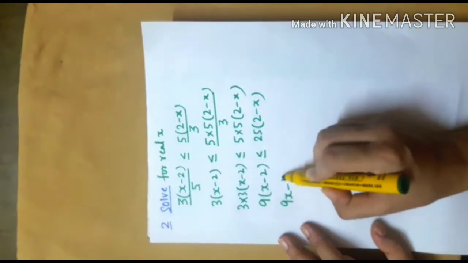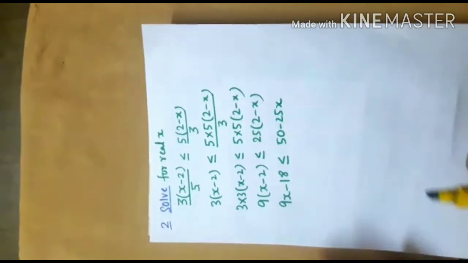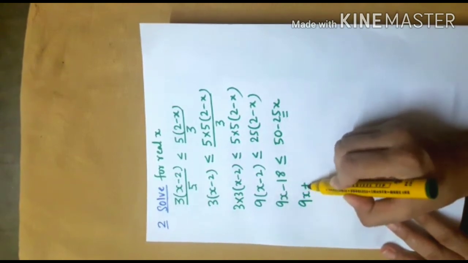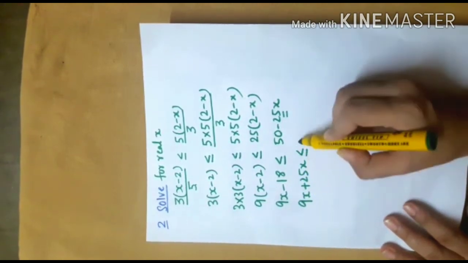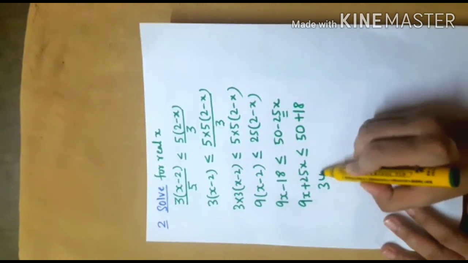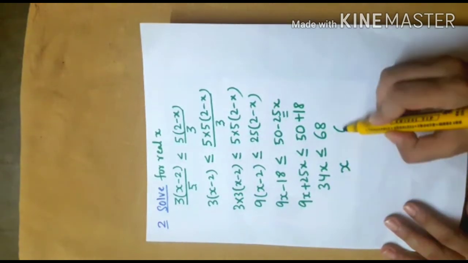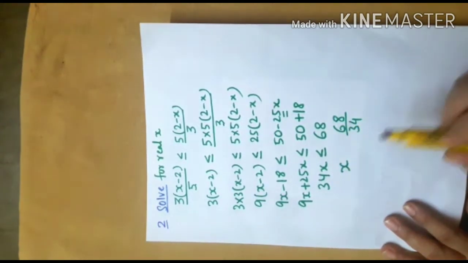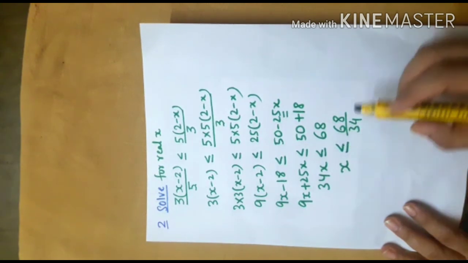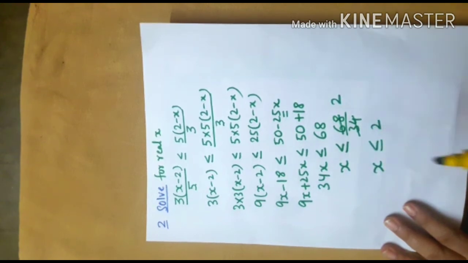So it's 9x minus 18 less than or equal to 50 minus 25x. Now shift this term to this side. 9x plus 25x less than or equal to 50 plus 18. It's 34x less than or equal to 68. So x will be 68 over 34. I have divided by a positive number. The sign of inequality will remain the same. So x is less than or equal to 2.